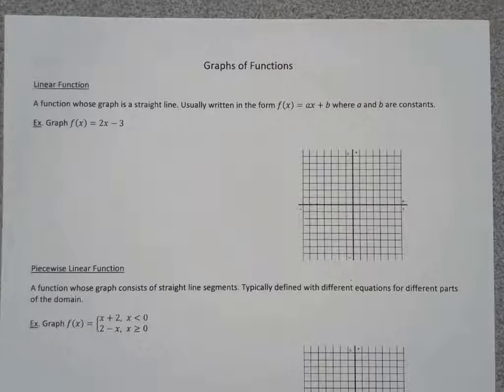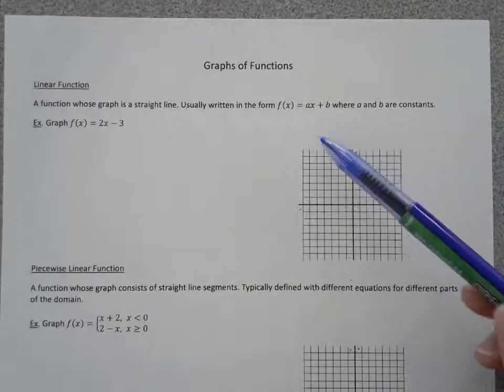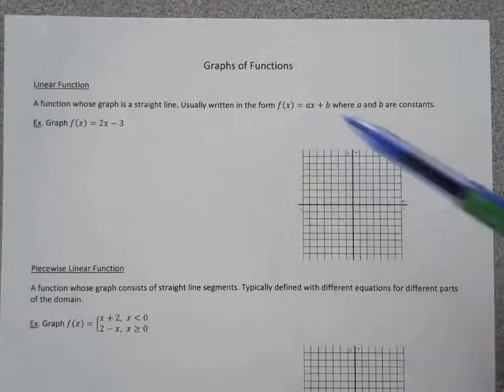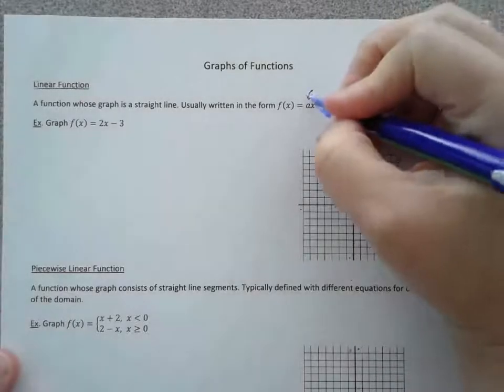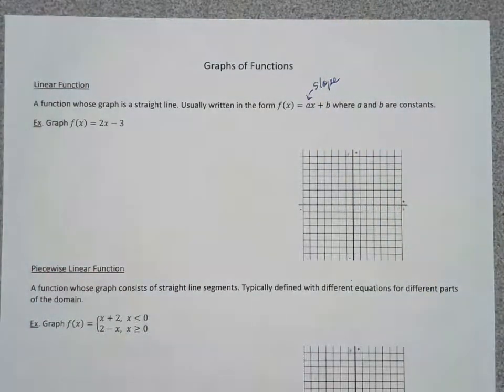And when we talk about this form, we can identify certain pieces of it. So this is in mx plus b form, or ax plus b form. A is going to represent the slope of the line. And b is going to represent the y-intercept.